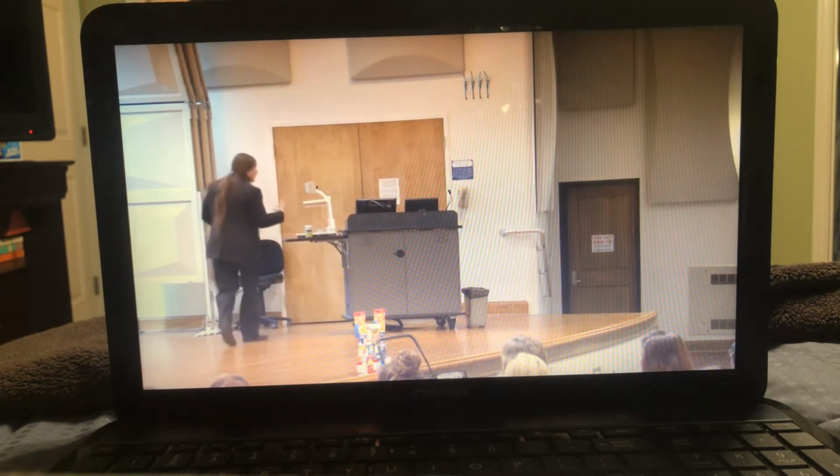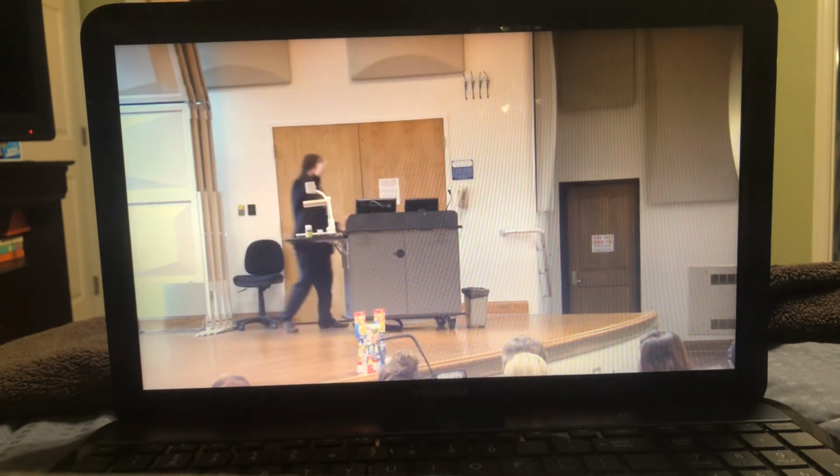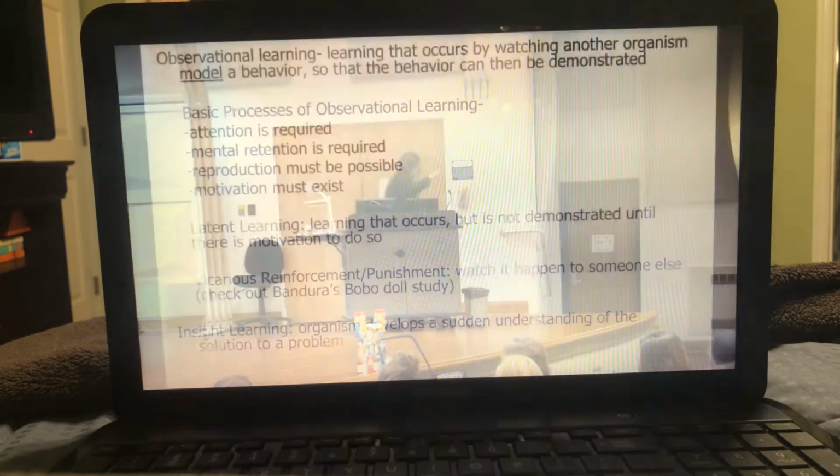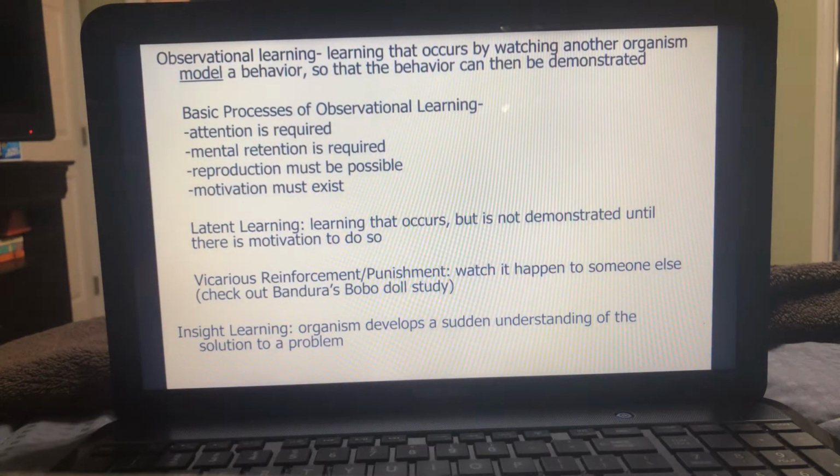And what Bandura showed was it's not a sex difference, a genetic sex difference, where men are wired to be aggressive and women are wired not to be aggressive. It's observational learning. And this is the thing you want to know for your test.